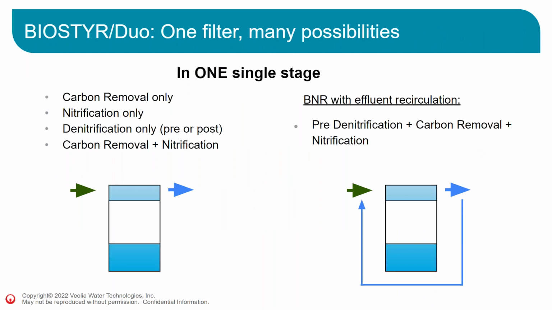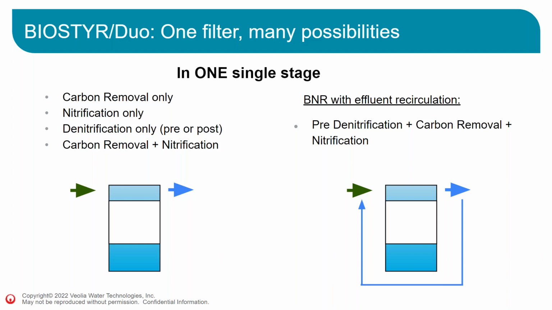One of the good things about the Biostyr is that with one single filter, one single cell, there's a lot of possibility for the design. You can design a Biostyr for carbon removal, for nitrification, for denitrification, either pre-denitrification or post-denitrification. You can do carbon removal and nitrification within the same cell because the Biostyr allows biomass to grow for carbon removal on the lower portion of the biofilter, and then nitrification in the higher portion.